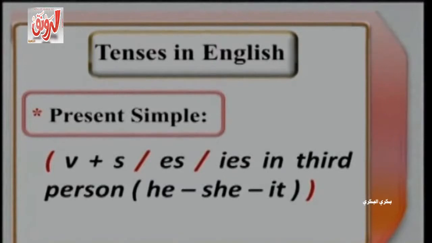Let's begin with present simple. This is the way in which we make continuous or simple actions. You should get your verb plus s, es, or ies in the third person. By the third person we mean the words he, she, and it.